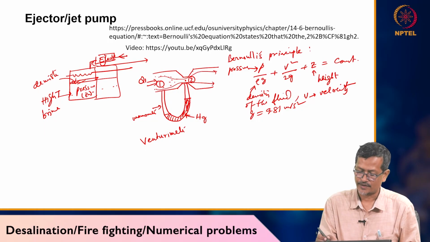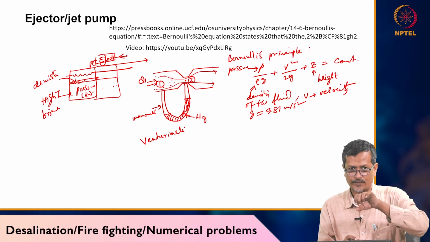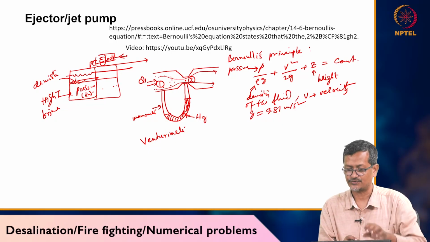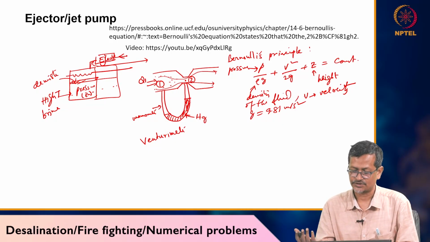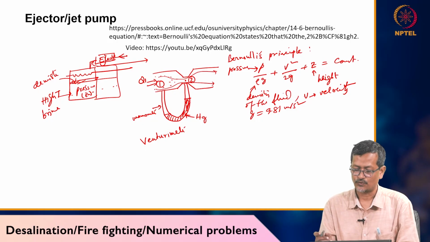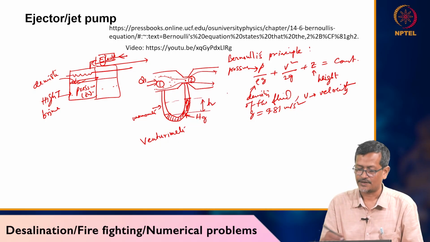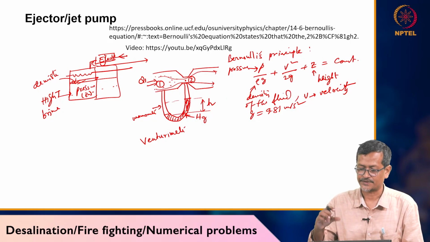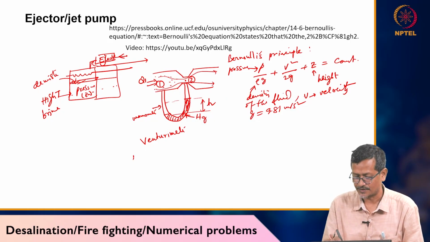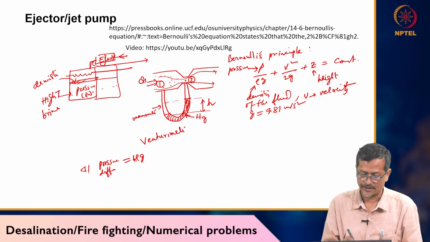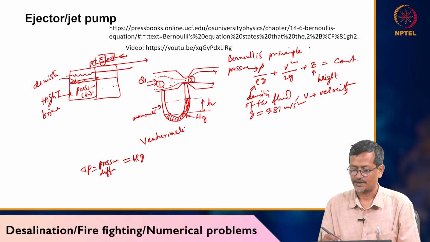Now I have points 1 and 2. At 1 the pipe diameter is larger, and at 2 the pipe diameter is smaller, a narrow section, so it is creating a venturi. At 2, because of high velocity, your pressure will be lower. When pressure is lower, if a mercury column is there, it will create this difference H. How much pressure difference is there? H rho g will be the pressure difference, or del P.